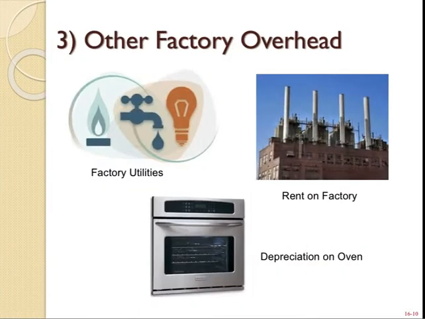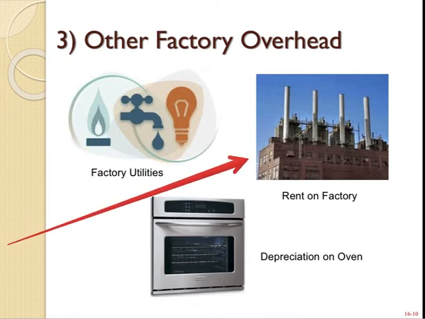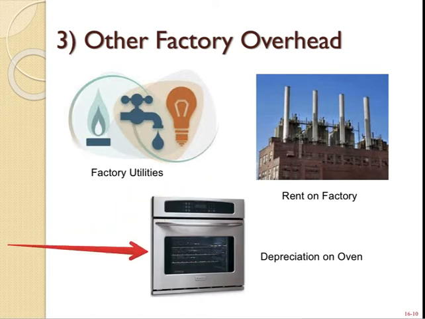And then last is the other category, so other factory overhead. That's anything else that has to do with the production process. So things like your factory utilities, right? You need light, you need water, you need gas to run everything. It's going to be the rent on your factory, right? You have to have a factory to make your cookies in. It's going to be depreciation on the oven, not the oven itself, right?